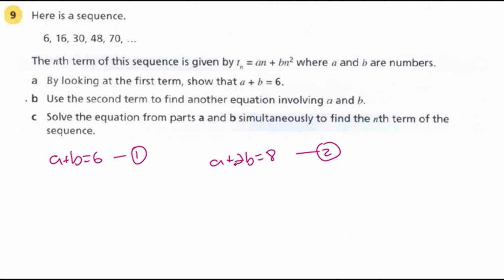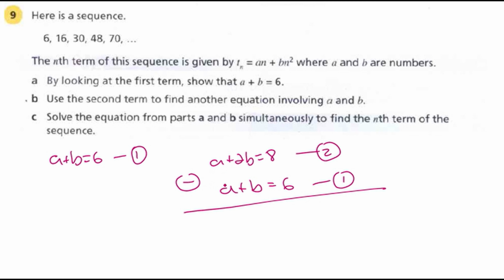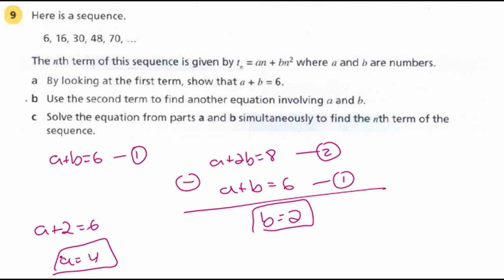So we can use substitution or we can use elimination. Let's do elimination because we've got A in both. So writing the first equation under the second, and then we subtract these to eliminate A. A minus A is 0, 2B minus B is B, and 8 minus 6 is 2. So B equals 2. So A plus 2 equals 6, A equals 4. A equals 4, B equals 2.